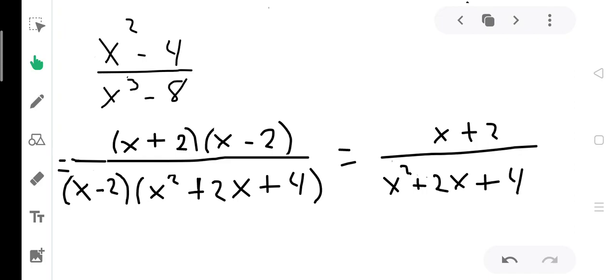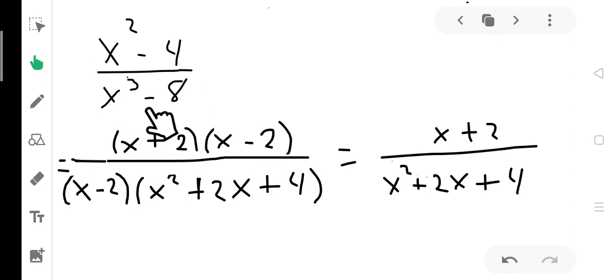In the same way, we're going to factor the numerator and denominator of a rational algebraic expression and then cancel the common factor to have a simplified form. For example, we have x squared minus 4 all over x cubed minus 8. So x squared minus 4 is a difference of two squares, so the factors are x plus 2 and x minus 2.